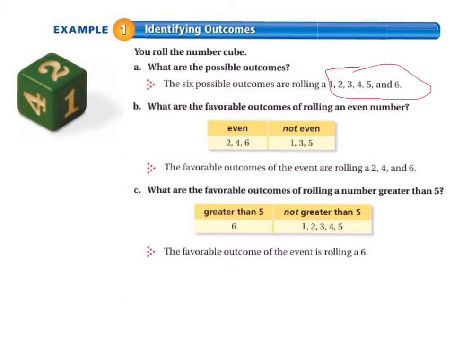What are the favorable outcomes of rolling an even number? So the favorable outcomes of an even number are all of the even numbers, which are 2, 4, and 6. The favorable outcomes there are 2, 4, and 6, which we just circled in the box. What are the favorable outcomes of rolling a number greater than 5? So the only number that is on a standard number cube that is greater than 5 is 6. So the favorable outcome of the event is 6.